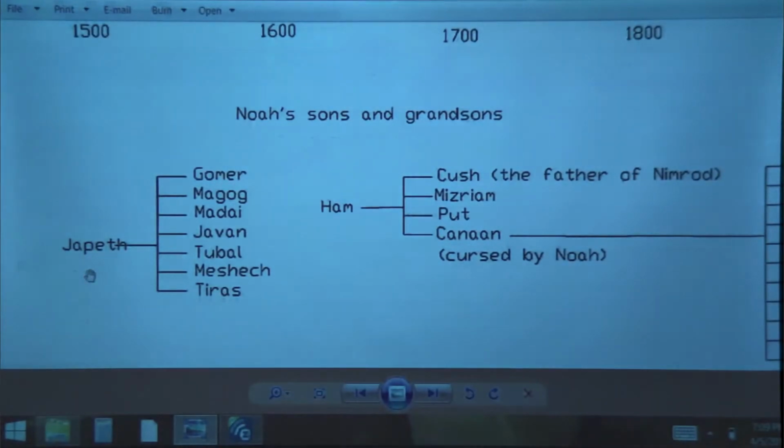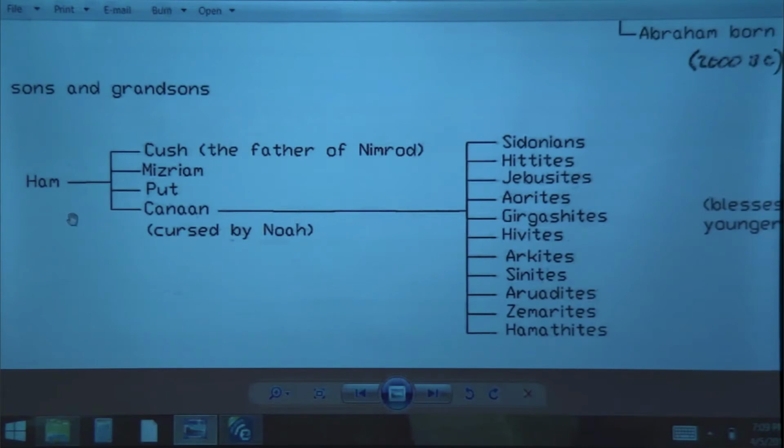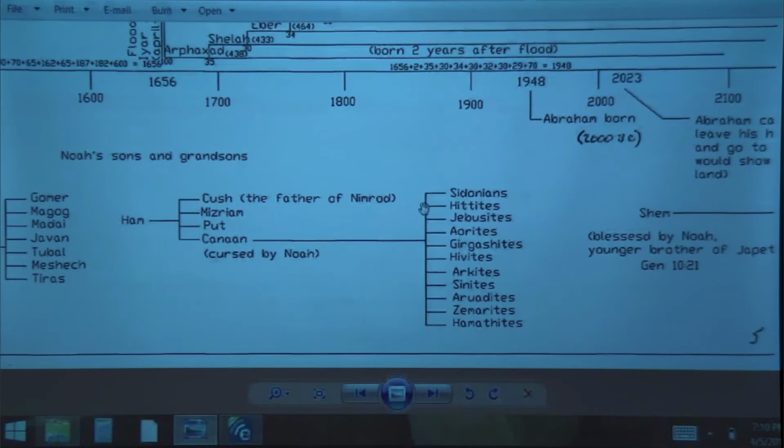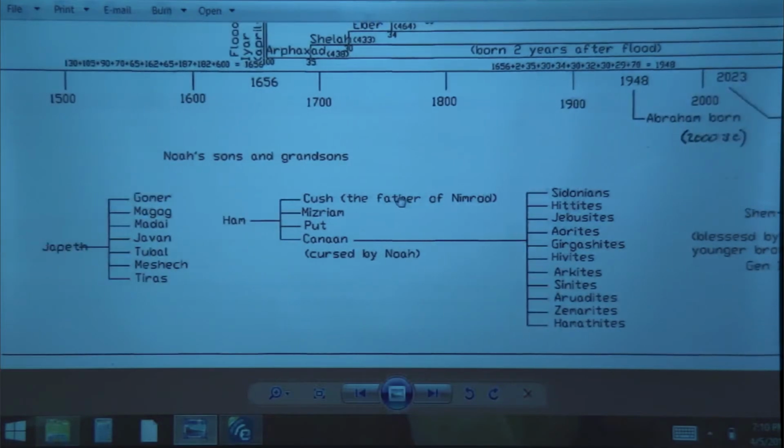Right over here you have Japheth. And Japheth's descendants are Gomer, Magog, Madai, Javan, Tubal, Meshech, and Tiras. And then over here we have Ham. And his were Cush, Mizraim, Put, and Canaan. And from Canaan we have these guys over here. And we're going to talk quite a bit about them.